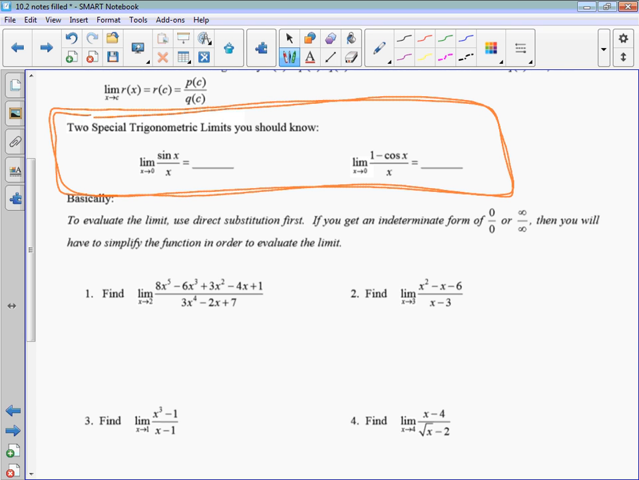So the limit as x approaches 0 of sine of x over x, that always equals 1. You must know that, okay? And then the second one, the limit as x approaches 0 of 1 minus cosine of x over x, that will always equal 0. So these two, very important. These could show up on a trig quiz, okay?